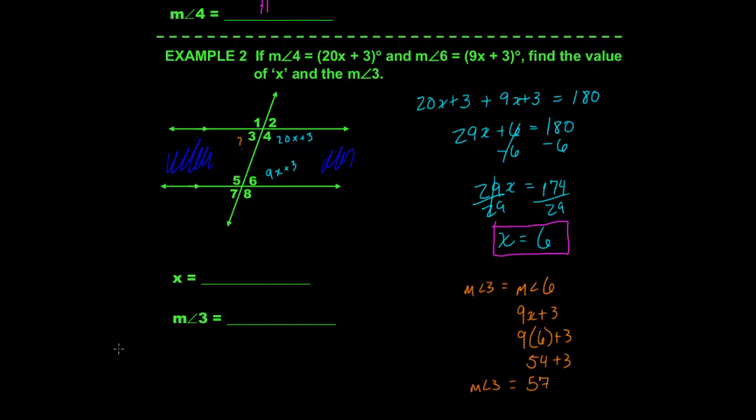So now I can come over here and put my final answers now that I have found the measure of angle 3. X we determined equals 6, and the measure of angle 3 equals 57.